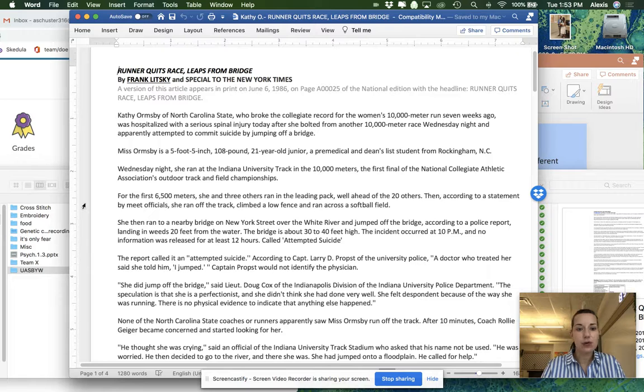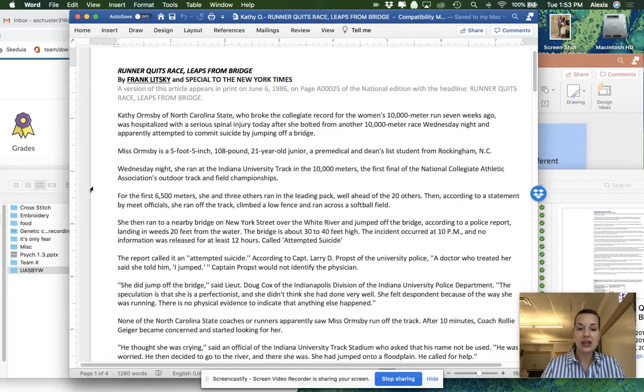Kathy Ormsby of North Carolina State, who broke the collegiate record for the women's 10,000-meter run 7 weeks ago, was hospitalized with a serious spinal injury today after she bolted from another 10,000-meter race on Wednesday night and apparently attempted suicide by jumping off a bridge. Miss Ormsby is a 5'5", 108-pound, 21-year-old junior, pre-medical, and a Dean's List student from Rockingham, North Carolina.